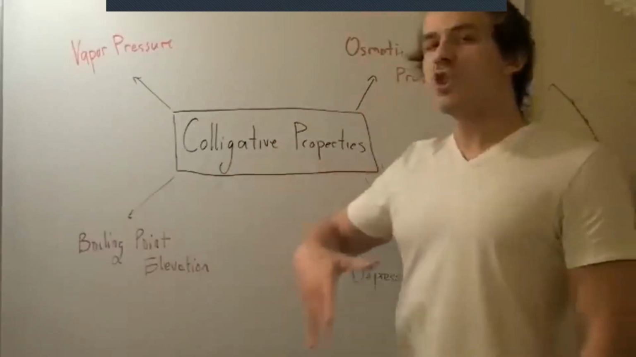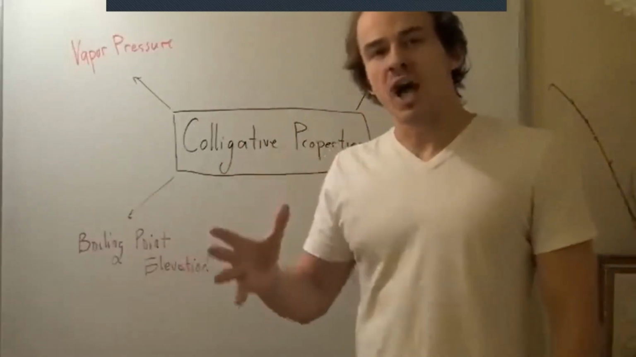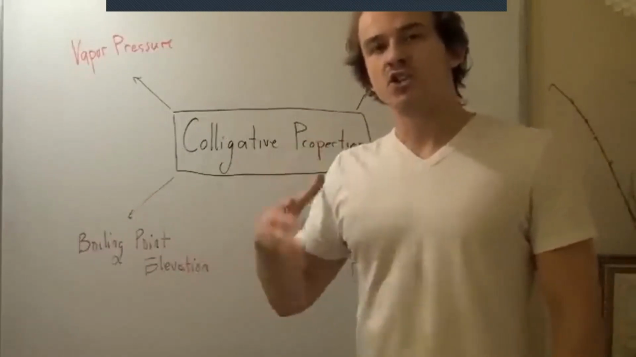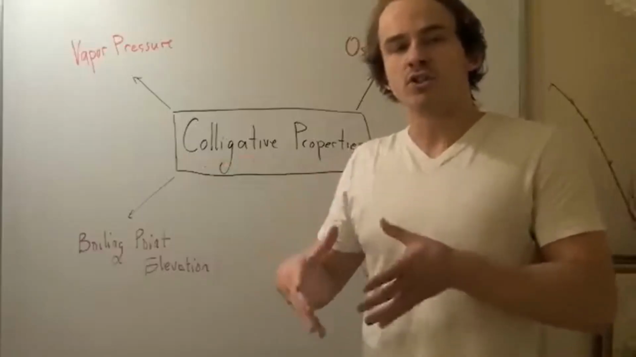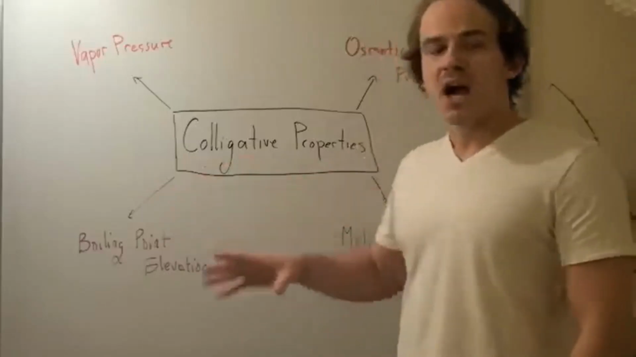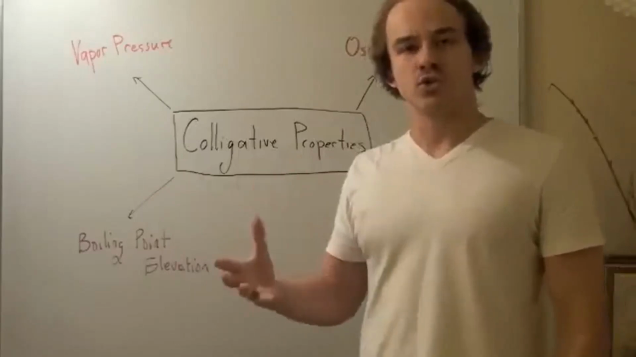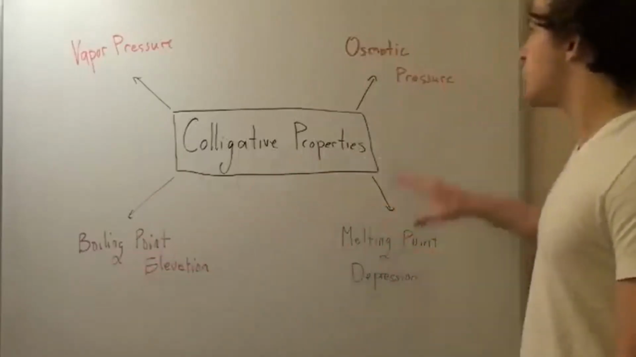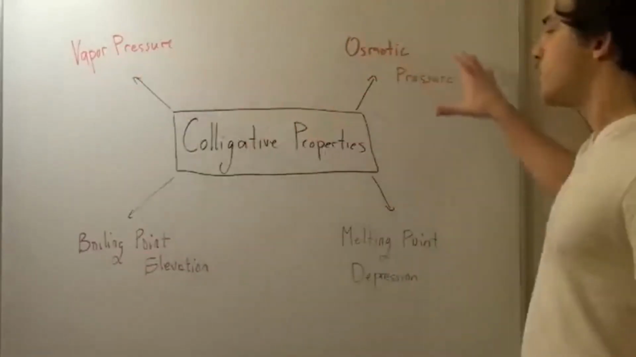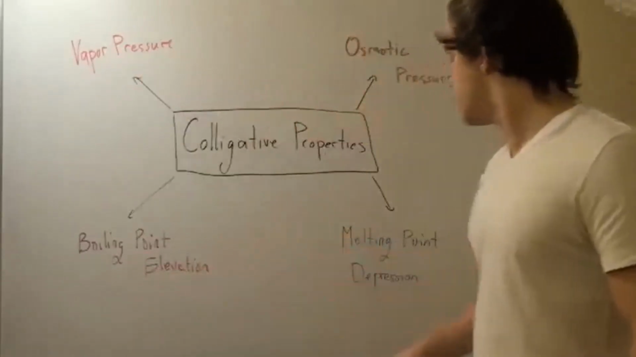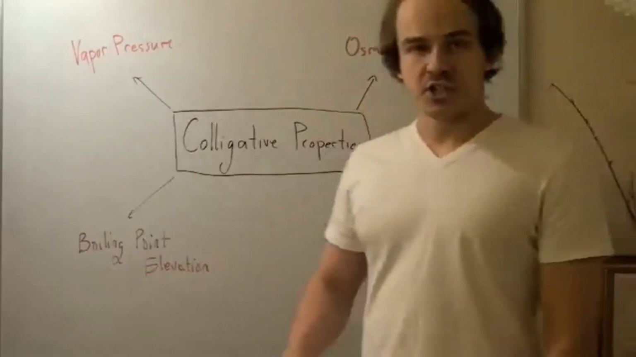Colligative properties are those properties that depend solely on the concentration of the solute used. They depend on the number or amount of solute particles used. They don't depend on the nature or type of particle used. Now, 4 major colligative properties are known: vapor pressure, osmotic pressure, boiling point elevation, and melting point depression.